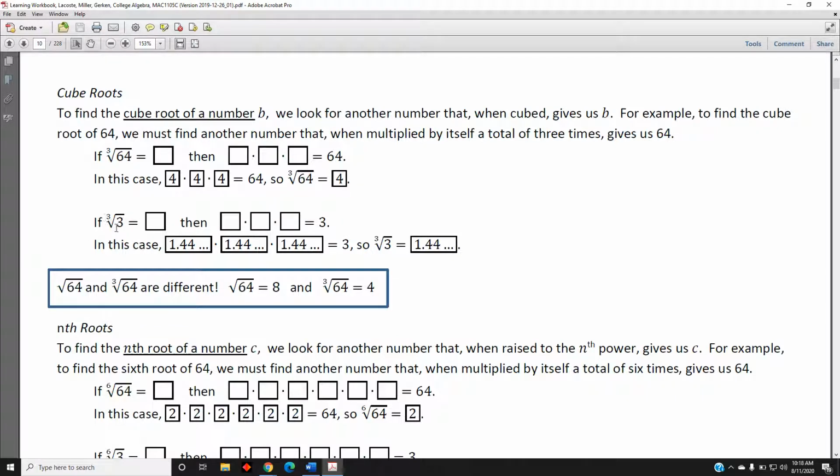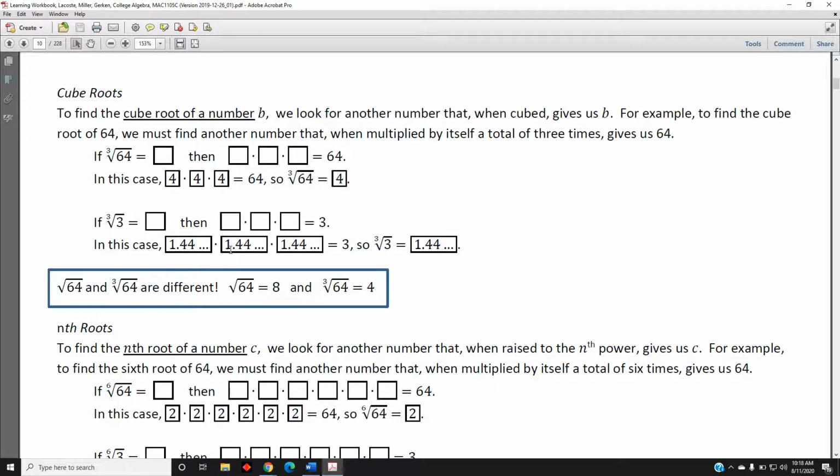If the cube root of 3 equals box, then box times box times box equals 3. In this case, there's no nice, small, convenient integer value we can put in the box. We need to use a decimal.